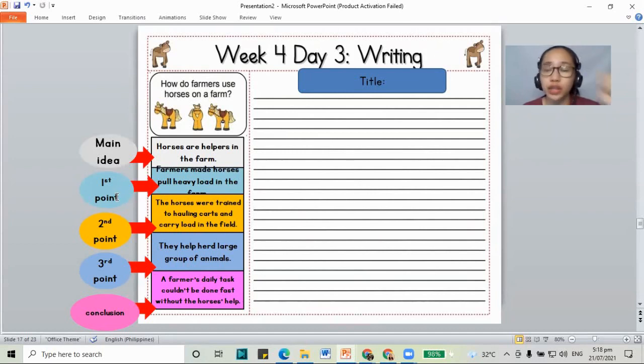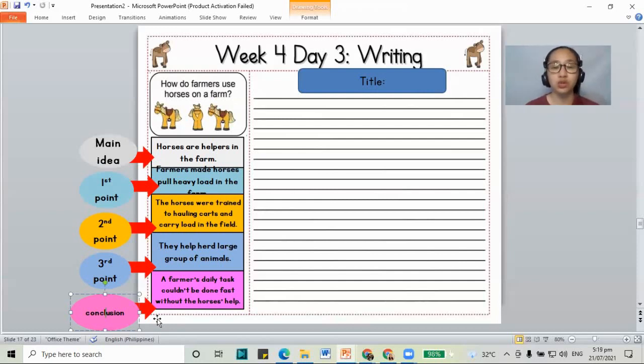There's also the 3 points. Those 3 points, those are the ones that explain about the main idea. They give explanation. They want you to know more about the main idea. And the last part of your paragraph is the conclusion. The conclusion is the one that sums up everything in the paragraph so that you will remember what you've read.